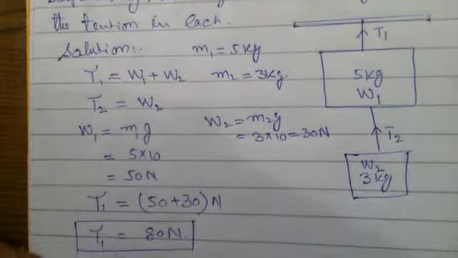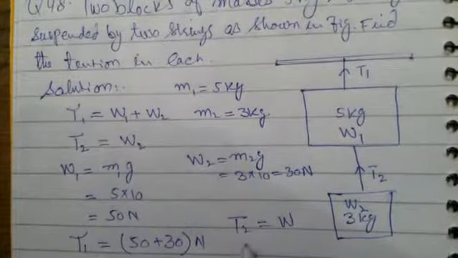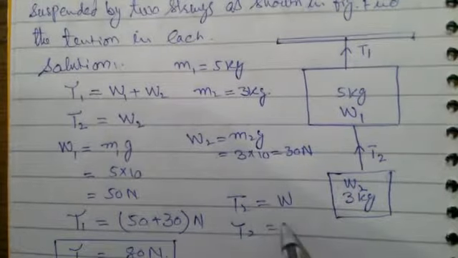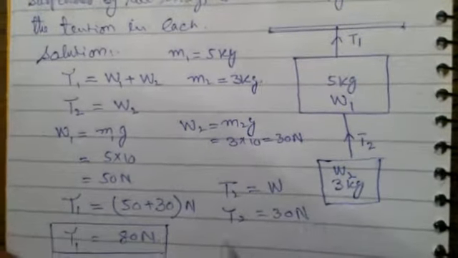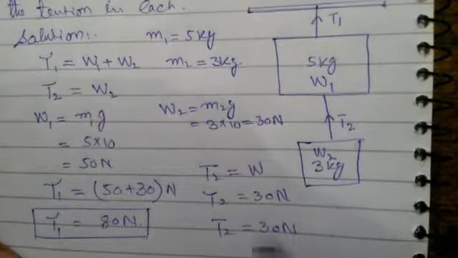Now T2 is equal to W2, or T2 is equal to 30 Newton.